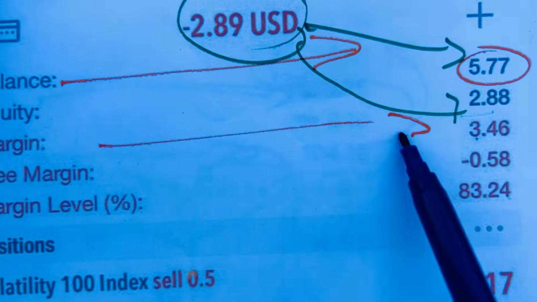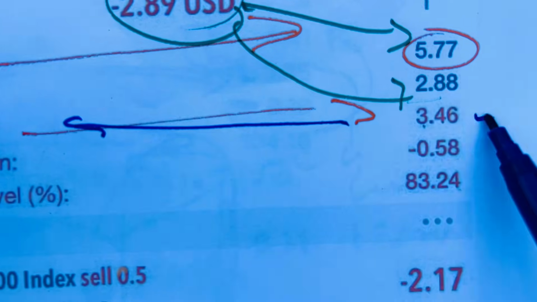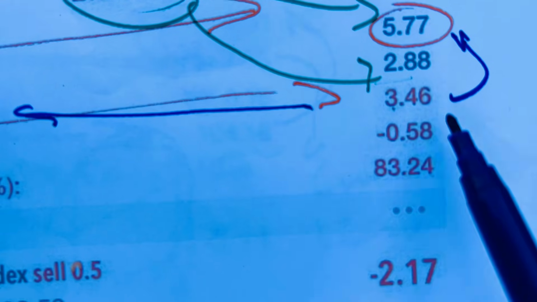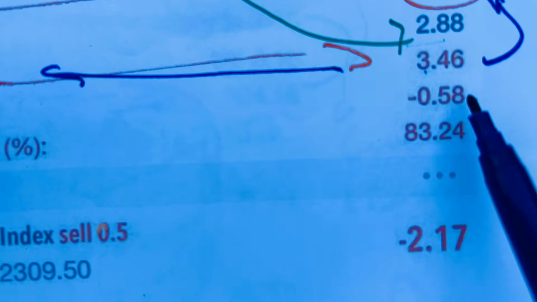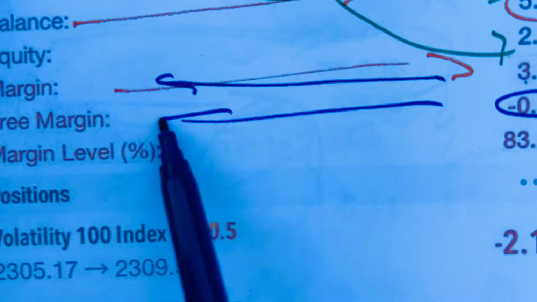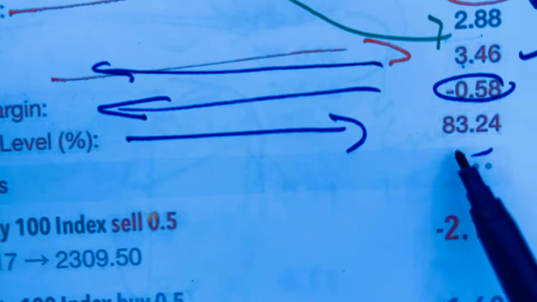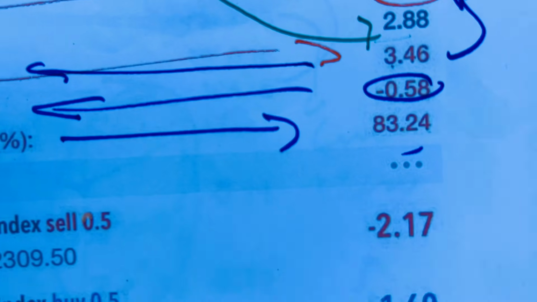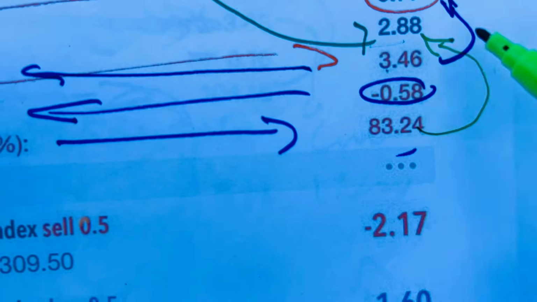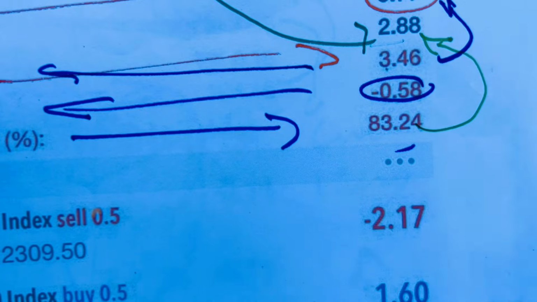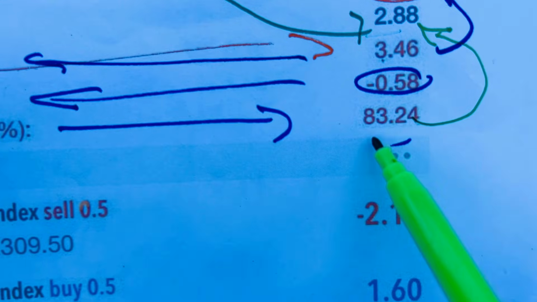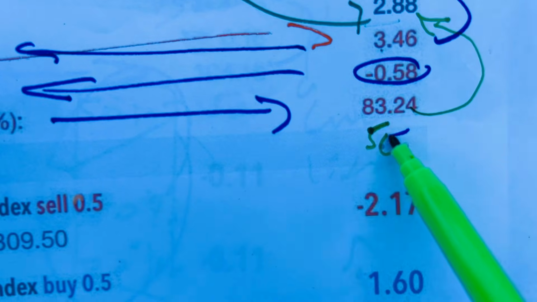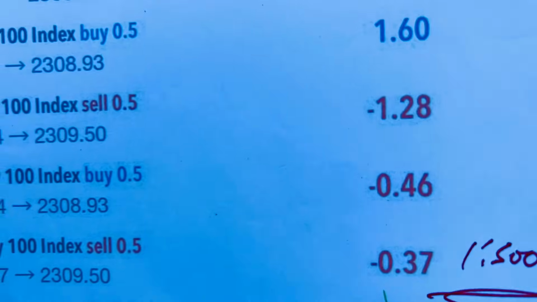Then margin, the money that is on margin, is minus on balance. Then now, since it's minus on balance, you'll have what? Negative on free margin. Then margin level, it's a monitoring tool to monitor what's happening on equity. If you go to 50% here, you blow the whole account.